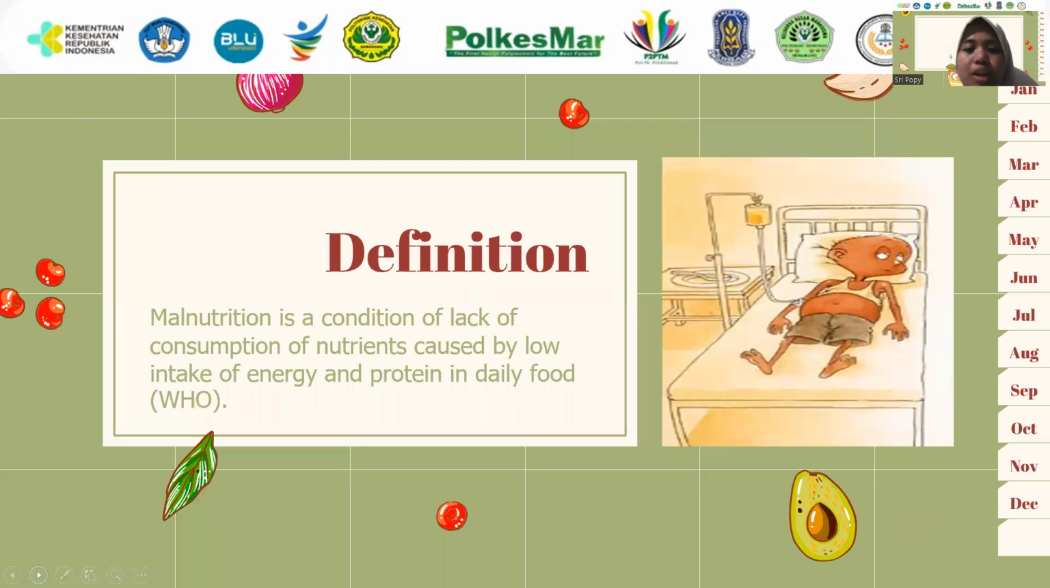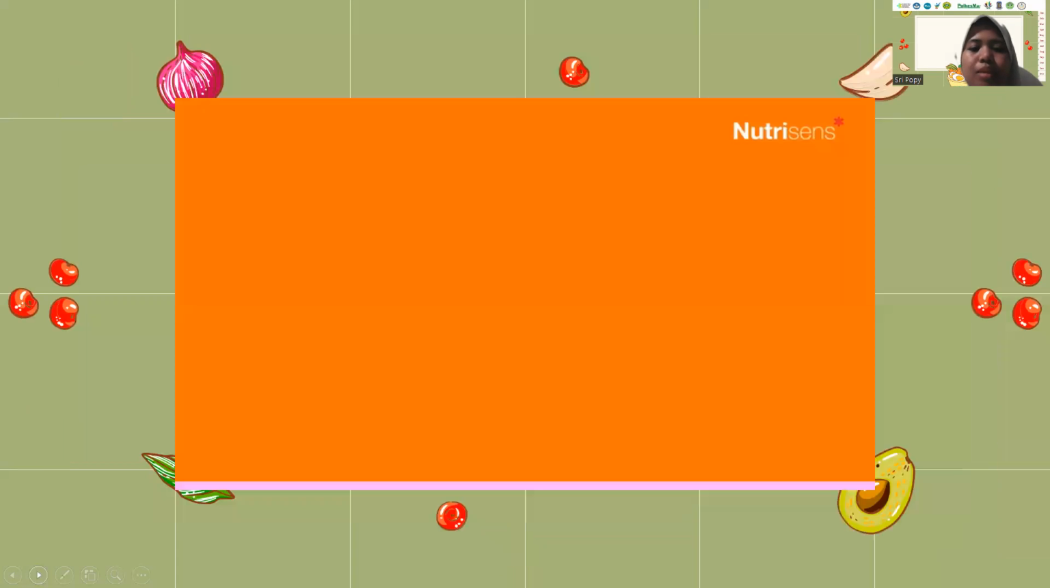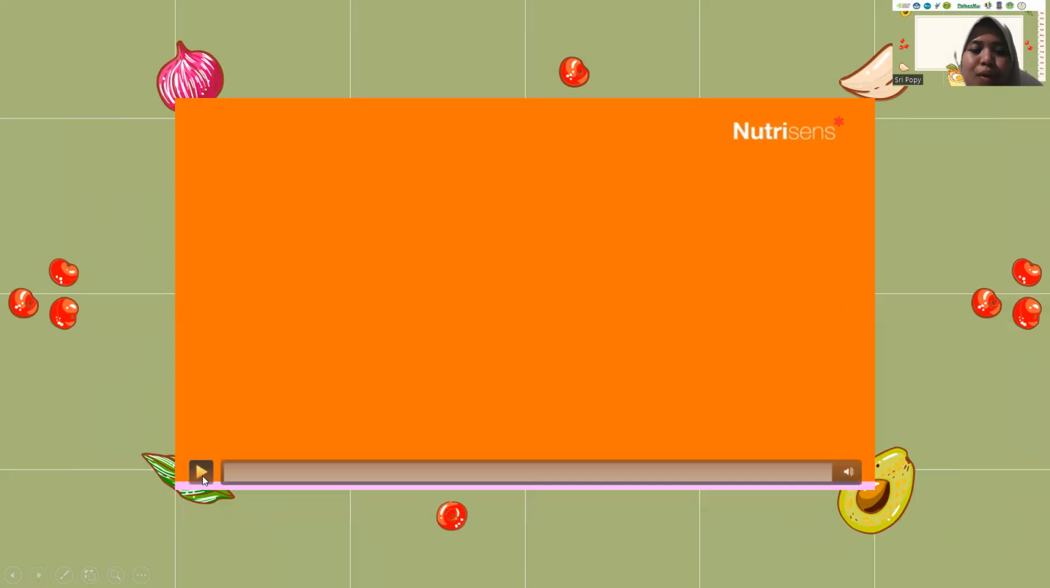Next, definition. Malnutrition is a condition of lack of consumption of nutrients caused by low intake of energy and protein in daily food. Next, causes of malnutrition. 1. Lack of nutrition intake from food as a result of the occurrence of a disease that causes infection. Other factors: availability of nutrition and affordable food, behavior and culture in food processing and child rearing, poor management, and inadequate health care. Next, let's see this video.